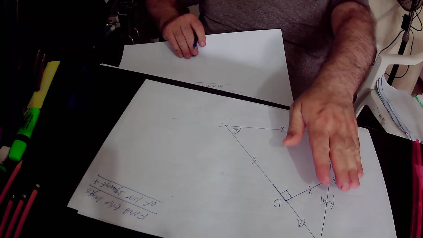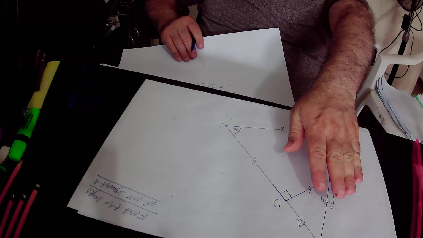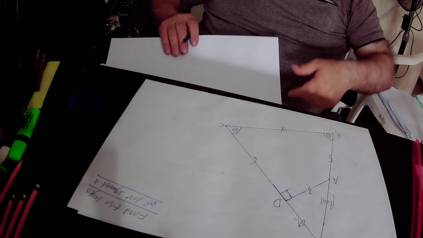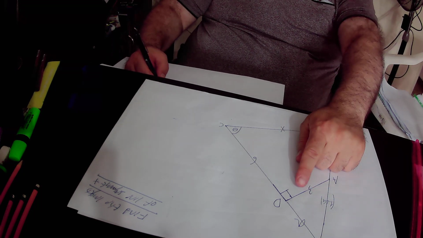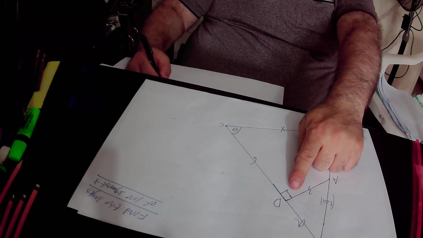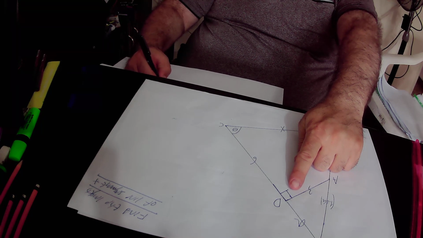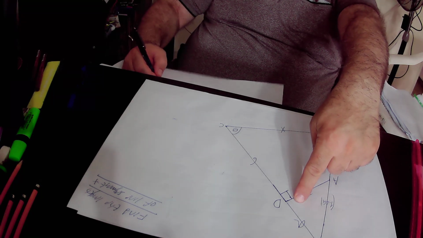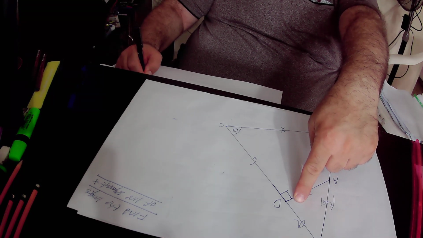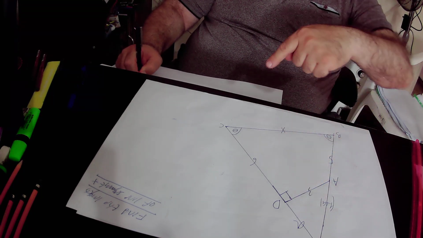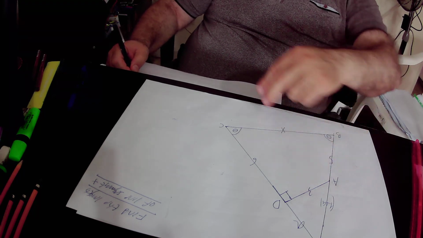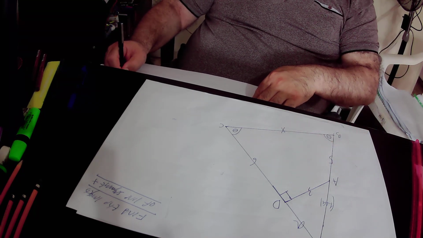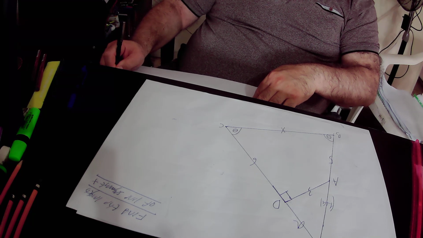Which angles do we have on this side of the straight line EC at point D? We have here 90 degrees, according to what is given in the question, plus this angle, angle ADE. In total, the sum of those two angles must be equal to 180 degrees according to rule number 2.